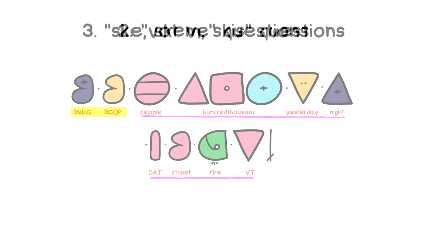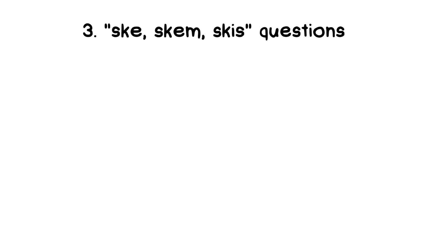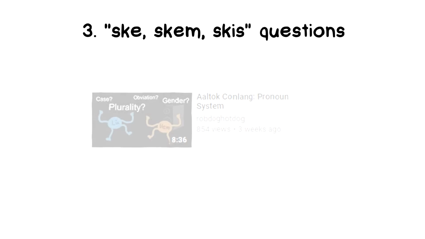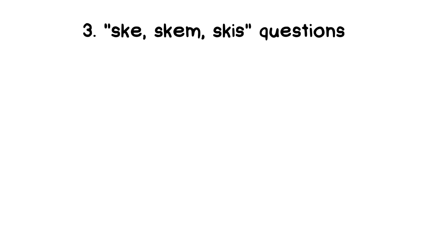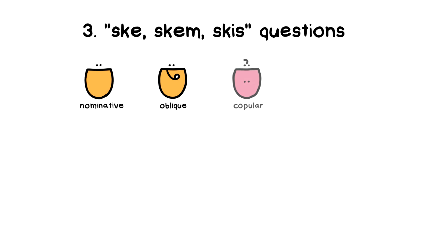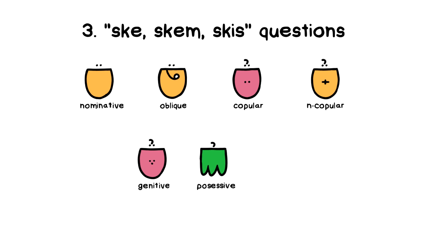The third and final type of question in Aaltok involves the interrogative pronoun ske, which is like the word what in English. Like the personal pronouns we talked about in the last installment, ske declines for 7 grammatical cases: nominative, oblique, copular, negative copular, genitive, possessive, and conjunctive.